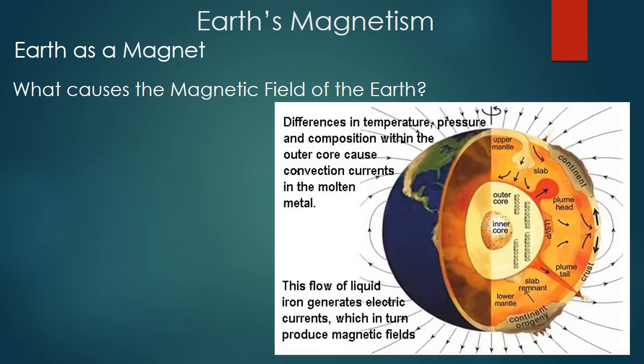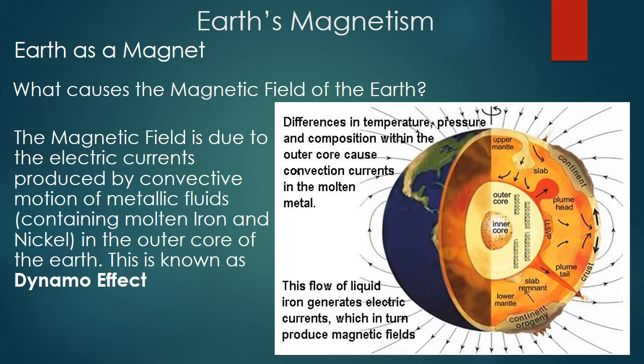In the figure, you can see the interior of the Earth. Here, the difference in temperature, pressure and composition within the outer core of the Earth produces convection currents in the molten metal. This flow of liquid iron generates electric currents, and we know when there is an electric current in the surrounding region, a magnetic field will be created. So, the magnetic field of the Earth is due to the electric currents produced by the motion of metallic fluids in the outer core of the Earth, and this effect is known as the Dynamo Effect.